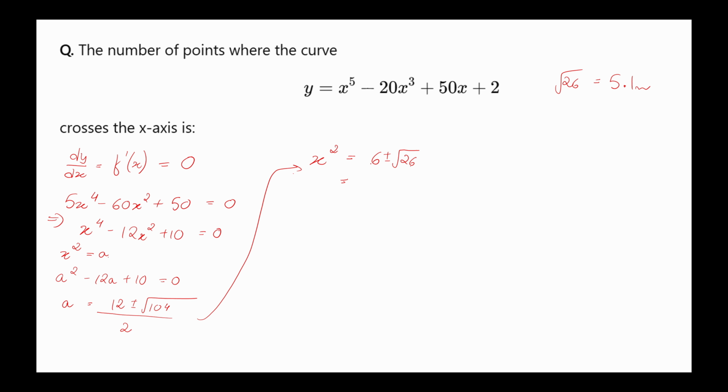If I replace this value here, what am I going to get? One of the values would become 11.1 something, comma, and the other value would become 6 minus 5.1 something, so 0.9 something. So this is my x square. So what would my x become? Basically I would have 4 values of x now. So my 4 values of x would become plus minus root under 11.1. What would be root under 11.1? 3 point something, or plus minus, this would become root under 0.9. So this would become 0.